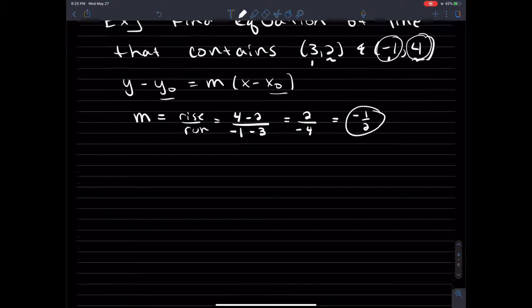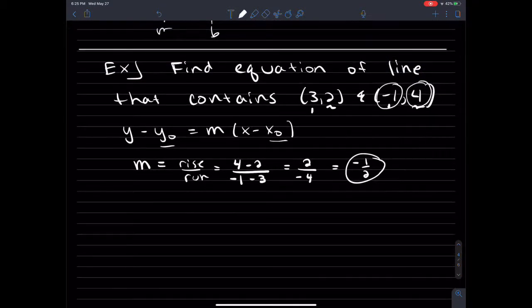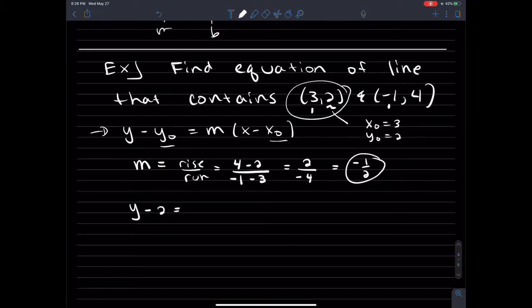And now all we need to do is use one of these points. We can use either one. I'm going to use the first one. And for the first one, I'll use x naught equals 3, y naught equals 2, and plug it into our equation here. So y minus 2 equals, slope is negative 1/2, x minus x naught, which is 3.